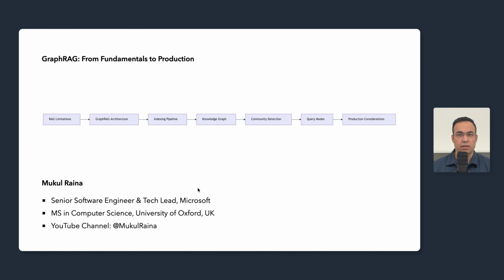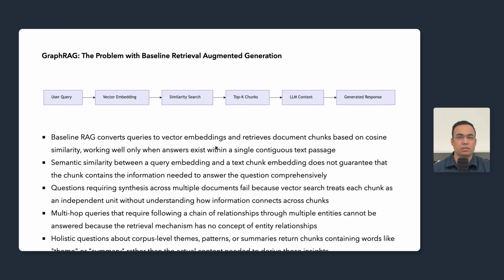Let's talk about GraphRAG, which is one of the most significant advances in RAG that addresses fundamental limitations in how we build AI systems that reason over large document collections. Baseline RAG follows a straightforward pattern.